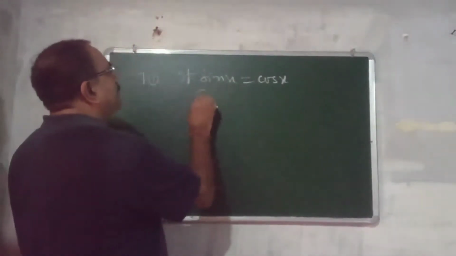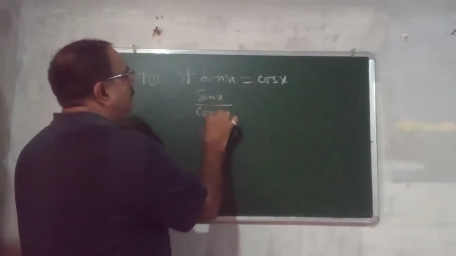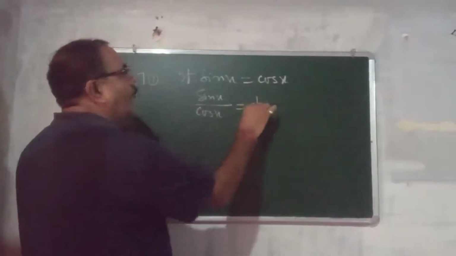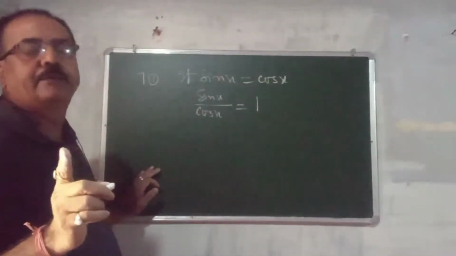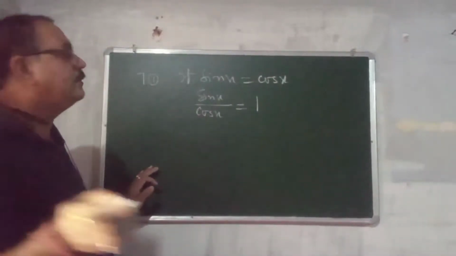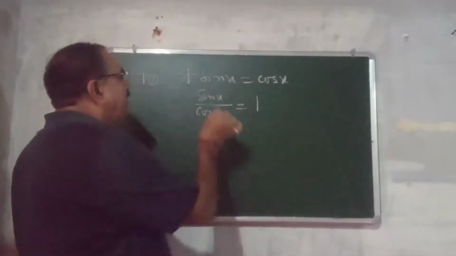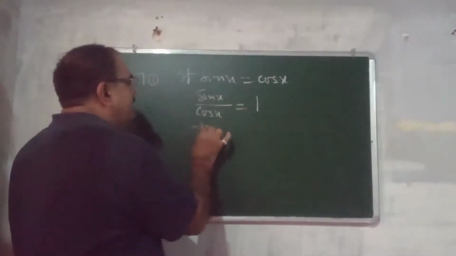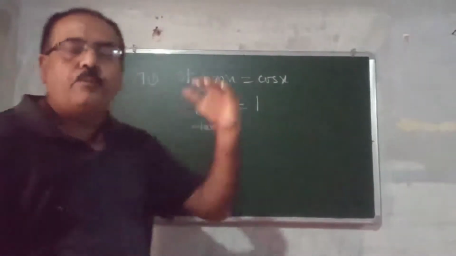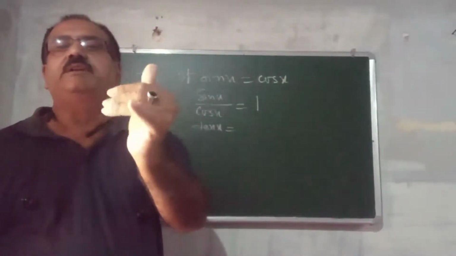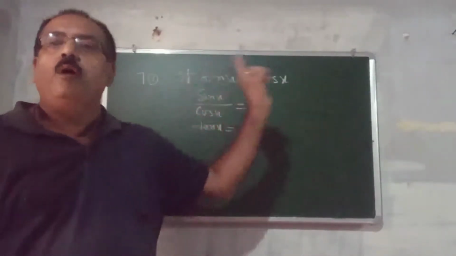So can we write sin x and cos x here? Sin x by cos x equal to, here what is left? 1. Now we know the formula from the first chapter that I already gave. It is also given in your book. Sin theta by cos theta is equal to tan theta. So here sin x by cos x means it is tan x, and 1. Now the value of 1, at how many degrees does tan have the value 1? We will put that.